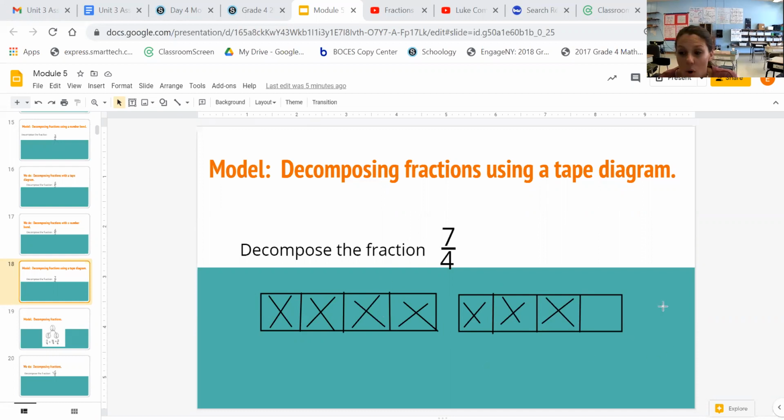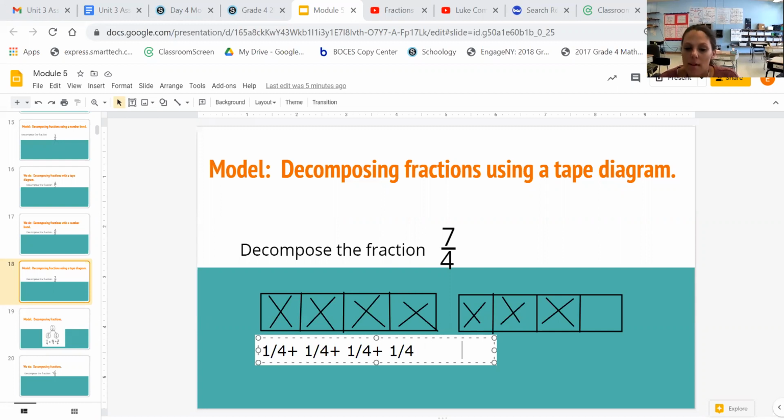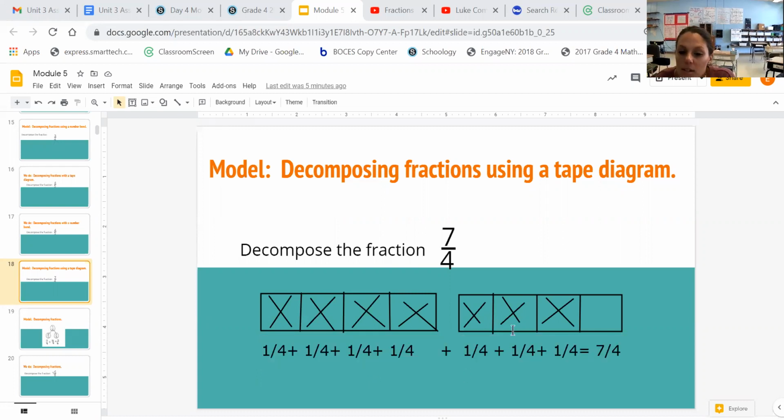Here is my fraction. It's not 2 wholes, it's a little less, right? And then I can show my unit fractions to create it. 1/4 plus 1/4 plus 1/4 plus 1/4 plus 1/4. Forgot my plus sign. Plus 1/4 plus 1/4 equals 7/4. Okay, so this was an improper fraction and we decomposed it using a tape diagram and unit fractions.